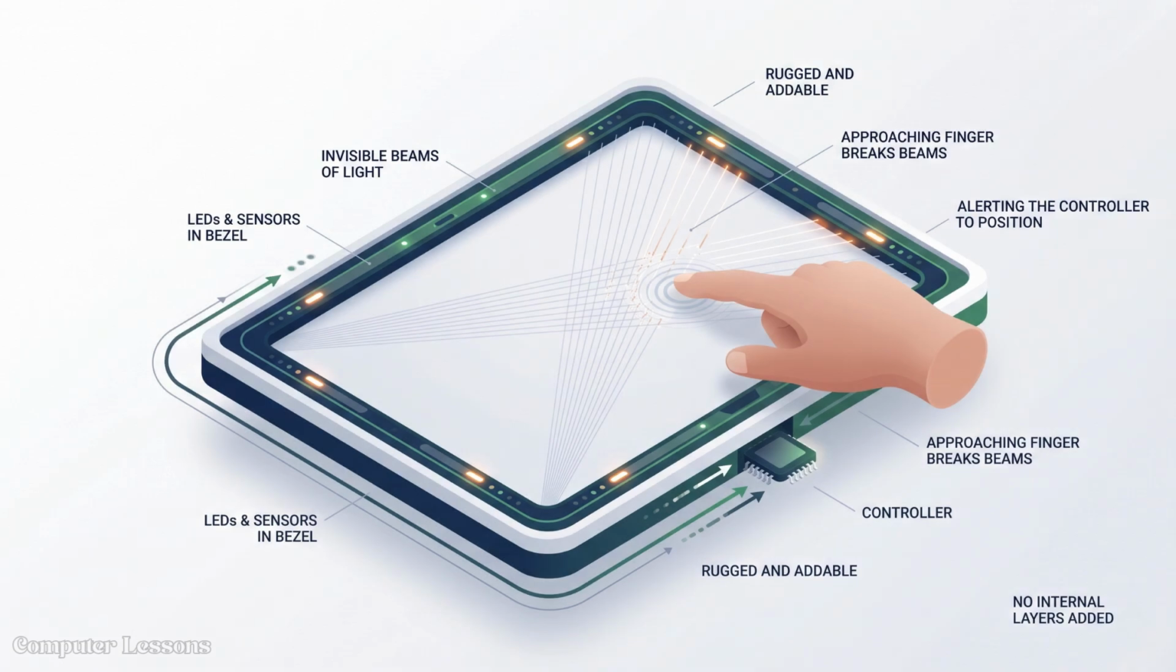Infrared touchscreens use a grid of LEDs and sensors hidden in the bezel of the monitor. When your finger approaches, it breaks the invisible beams of light, alerting the controller to the position. This technology is rugged and can be added to any existing screen without adding internal layers.